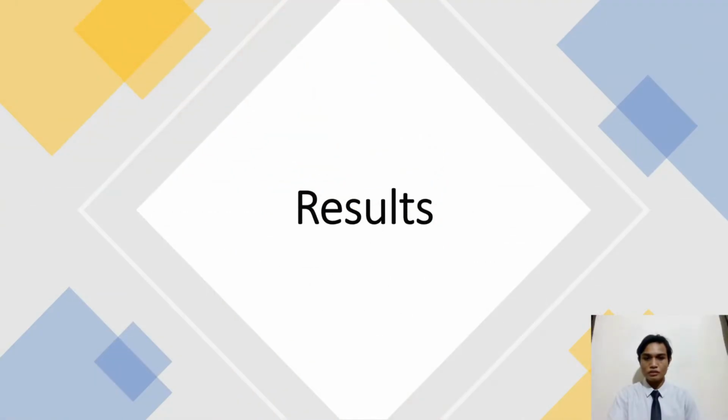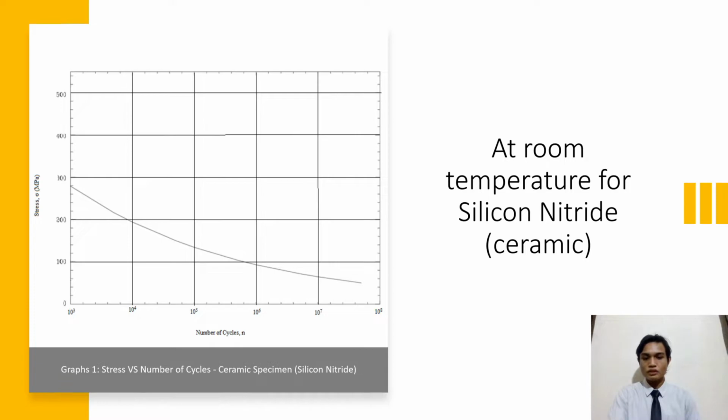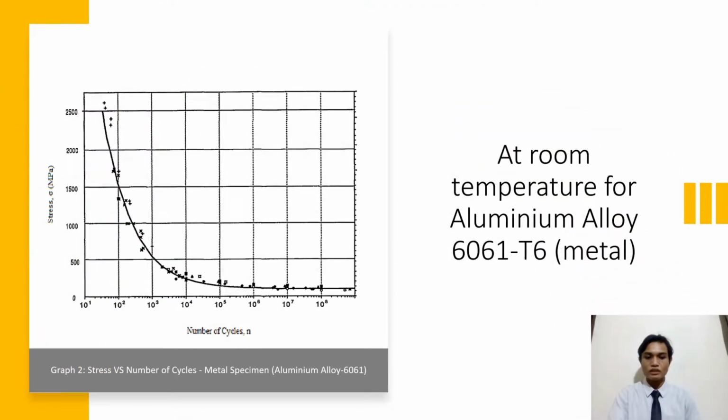Next is the result. For the result, this is the graph of stress versus number of cycles for the ceramic specimen at room temperature. And next, this is the second graph, stress versus number of cycles for the metal specimen at room temperature.